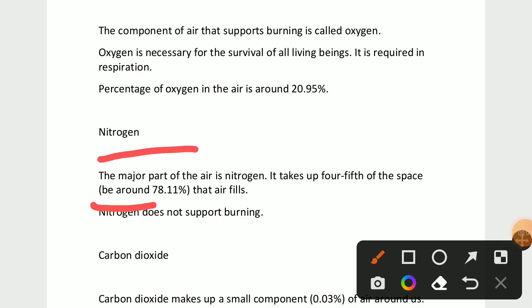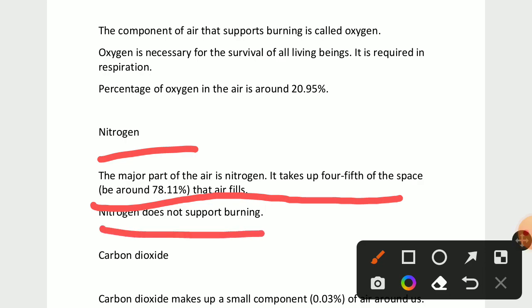Now let's go to the next gas, which is nitrogen. The major part of the air is nitrogen. It takes up 4/5 of the space, which is around 78.11 percent that air fills. Nitrogen does not support burning. Nitrogen is one of the gases present in the atmosphere in the largest amount, around 78.11 percent. And the second point is nitrogen does not support burning, but oxygen supports burning.